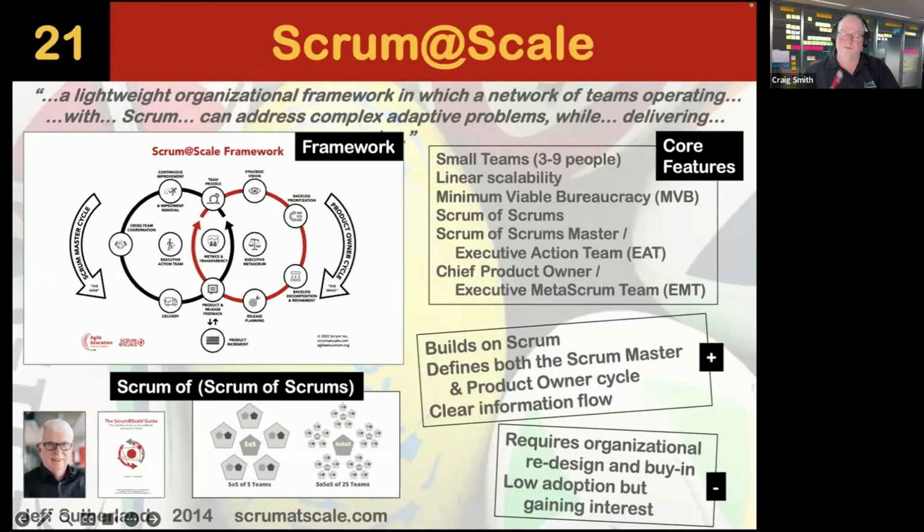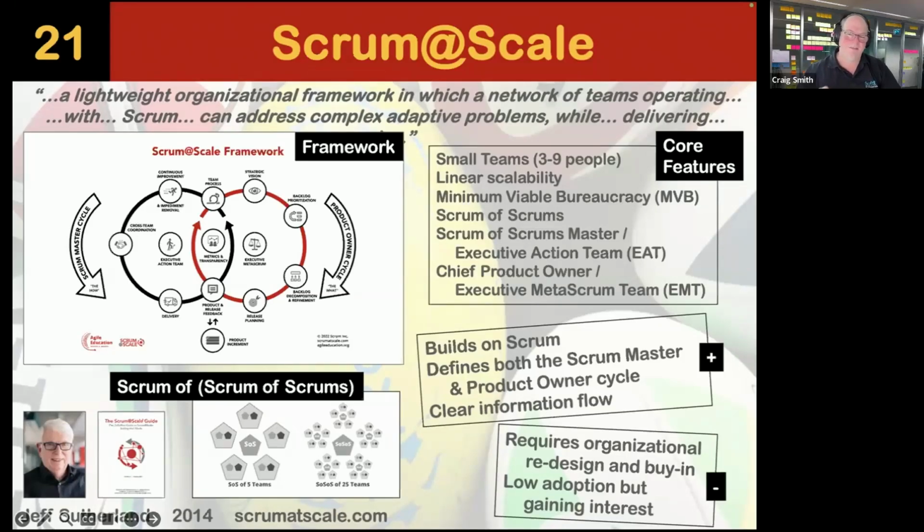The whole idea of Scrum of Scrums was built out of here, things that we've been talking about for a while. What I like about this is that it looks at it both from the product side and the delivery side. So it has someone who looks after the Scrum of Scrums, also has an executive action team, or badly named EAT, and then a Meta Scrum team that looks after essentially the product side, or an EMT, which sounds like a medical facility to me, but nonetheless. Some interesting things in here.